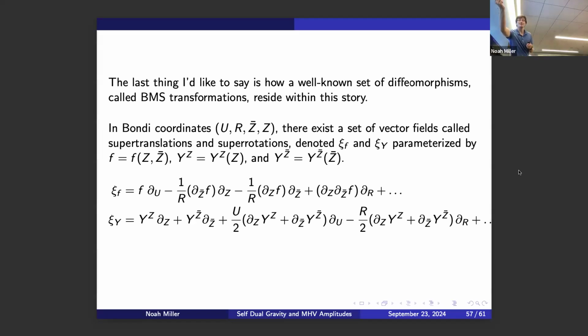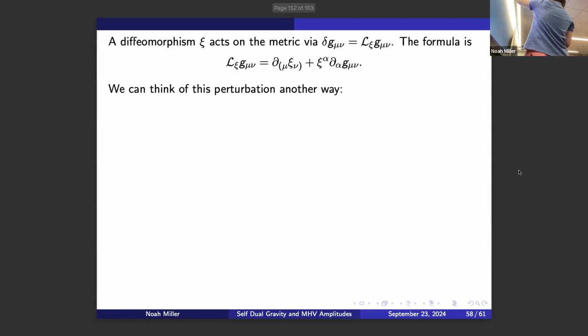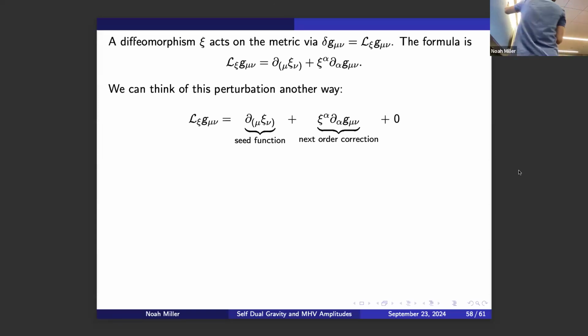Supertranslations are given by the following formula, superrotations by the following formula. I don't have to look at this too hard, just to say that they are asymptotic. They're vector fields where the leading components are given by these functions, f and Y. And a diffeomorphism acts on a metric with basically the following formula. This is a standard formula, but you can think of this perturbation another way. You can think of this as adding in an extra seed function, which doesn't depend on, okay, I've cheated slightly with the notation, don't worry about it. But this thing here you can think of as a seed function.